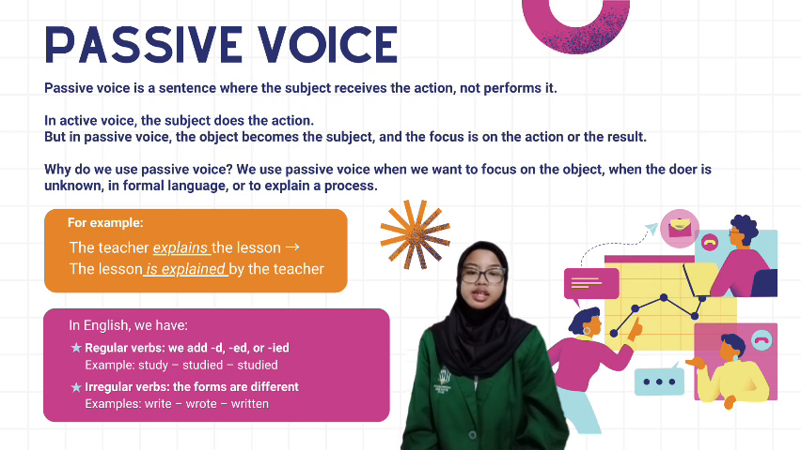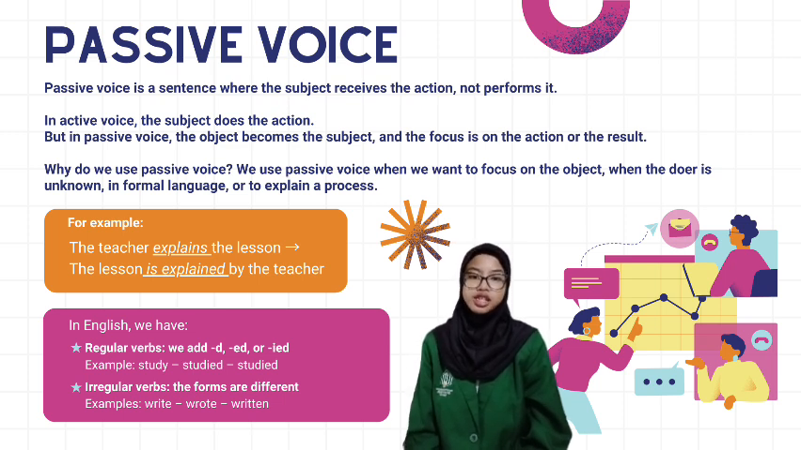Before we learn, let's understand the basic concept first. Look at the sentence. The teacher explained the lesson. Here, the teacher is the subject and the subject does the action. This is called active voice. Now, look at the sentence. The lesson is explained by the teacher. Here, the focus changes. The subject is the lesson and it receives the action. This is called passive voice.